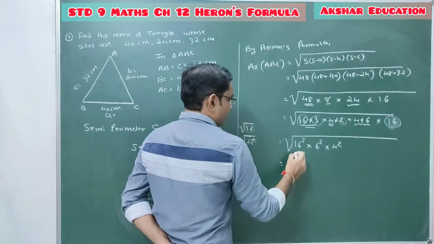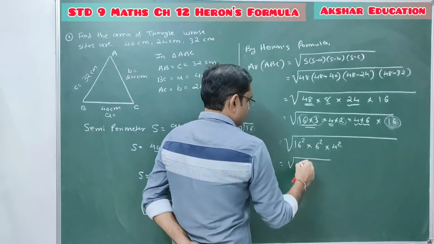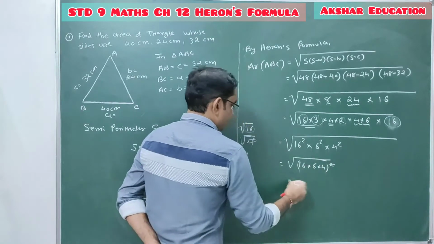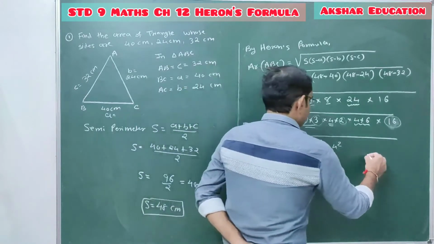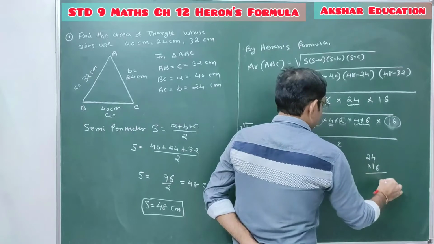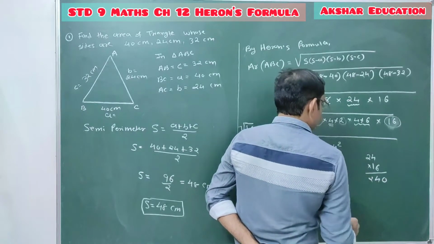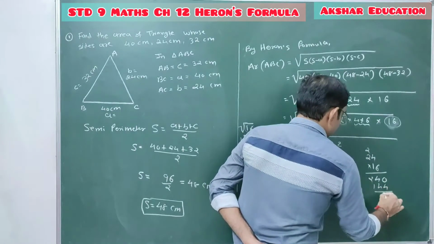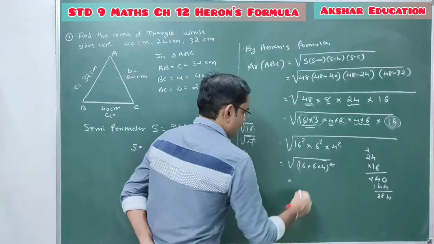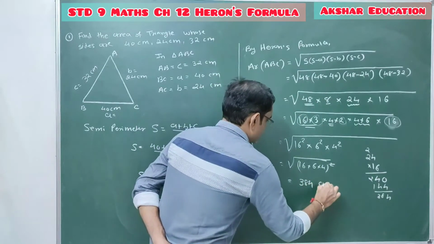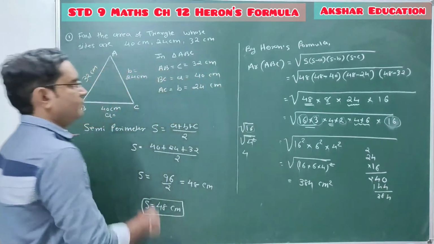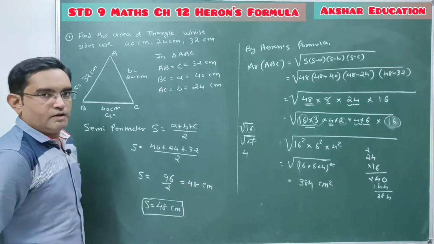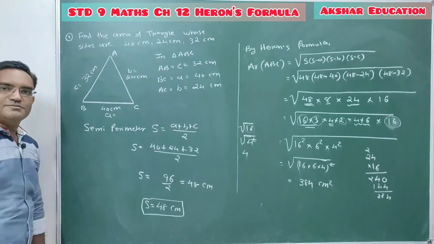So now we are writing these perfect square numbers as 16 multiplied by 6 multiplied by 4, whole square. So the square root will be cut. Our answer will be the multiplication of this: 6 times 4 is 24, multiplied by 16. So 1 times 4 is 4, 1 times 2 is 2, 6 times 4 is 24. So 384 centimeter square is the area of the given triangle. Clear, students? This is how you can solve your questions of Heron's formula. Now again pause the video and note it down.